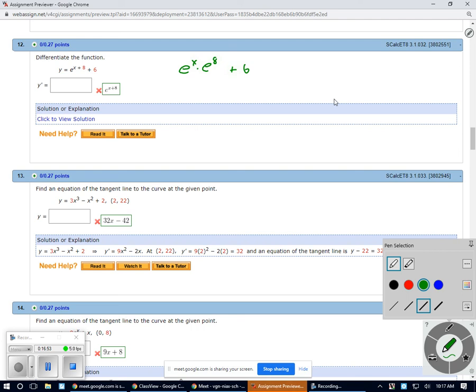E to the 8 is just a constant, right? But it's times. So the derivative is e to the x times e to the 8. What's the derivative of 2e to the x? 2e to the x. What's the derivative of 3e to the x? 3e to the x. What's the derivative of e to the 8 times e to the x? I don't like that look. Let me stop.